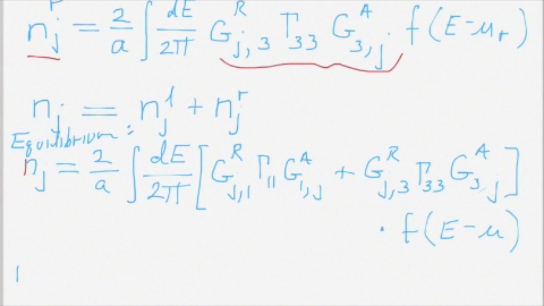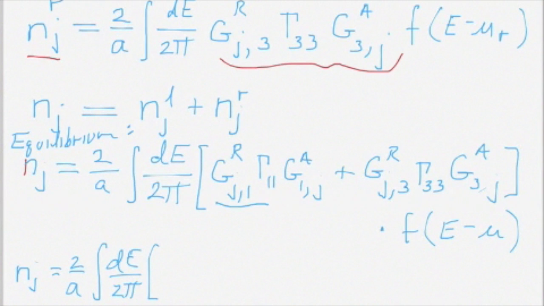So Nj is 2 over A, integral dE over 2 pi. Let me just define these now so I don't have to keep writing them. We'll be using these a lot. They call this A sub L, that's supposed to be an L, j,j. And this term is A.